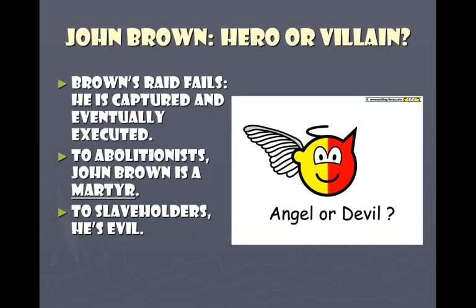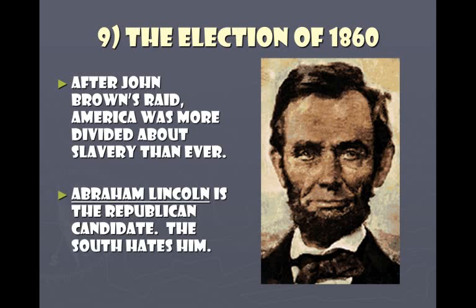This takes place in an election year, the election of 1860. And it made Americans more divided than ever about the question of slavery. Abraham Lincoln is the Republican candidate for president in 1860. Abraham Lincoln did not favor abolishing slavery, at least initially. He wanted to stop the expansion of slavery, and that in and of itself was enough to make the southern states hate him.